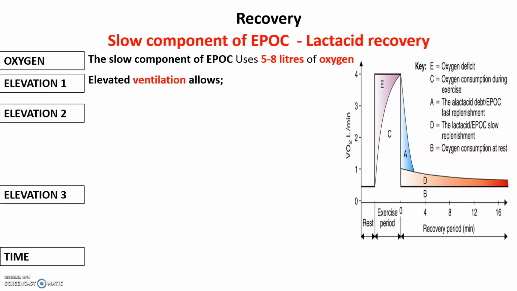So we have elevated ventilation, or breathing rate, i.e. how much we're breathing. Now this allows the 5 to 8 litres of oxygen that we need for the slow component of EPOC to be successful. So breathing in deeper, heavier, faster gets us to the 5 to 8 litres of oxygen required.